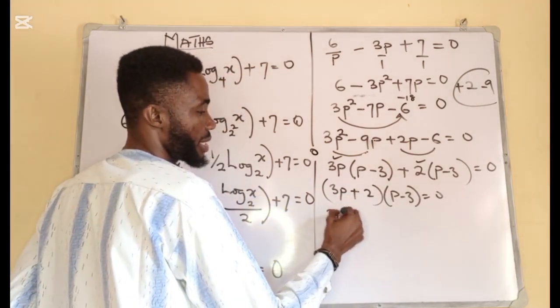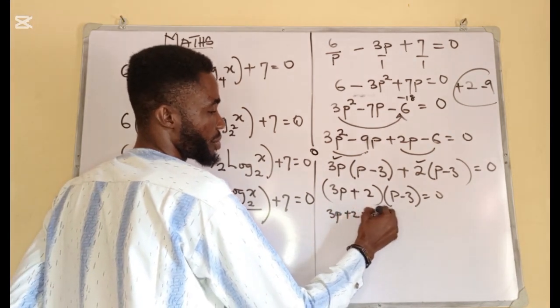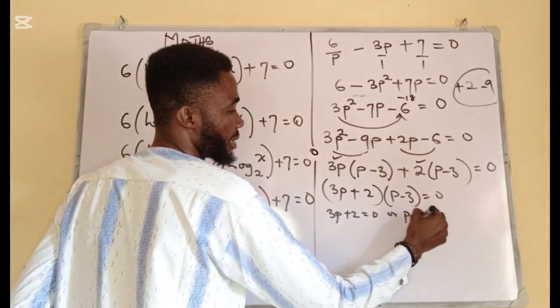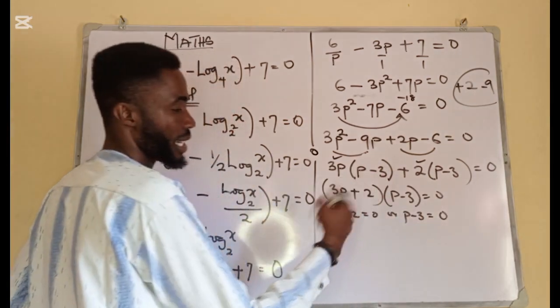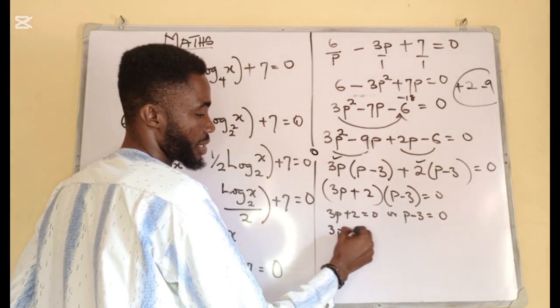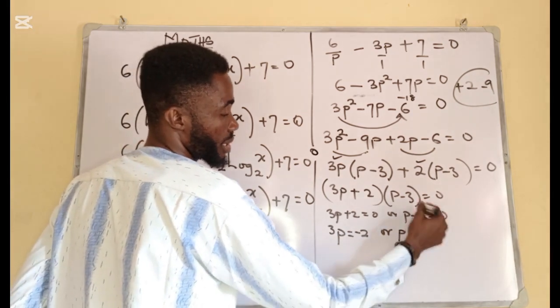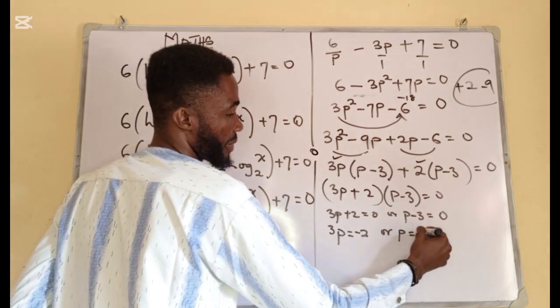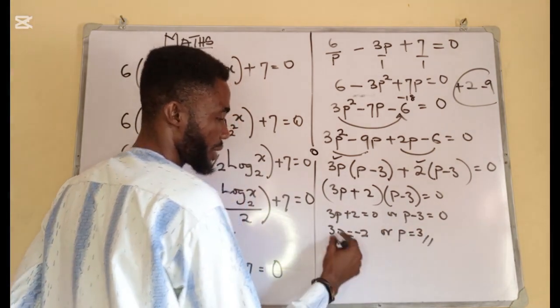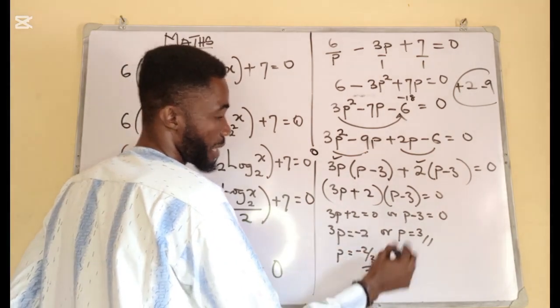So I have 3p plus 2 equals 0, or p minus 3 equals 0. So guys, from here, I have 3p equals negative 2, or p equals 3. Exactly. So here I have p equals minus 2 divided by 3. So these are the values of my p.